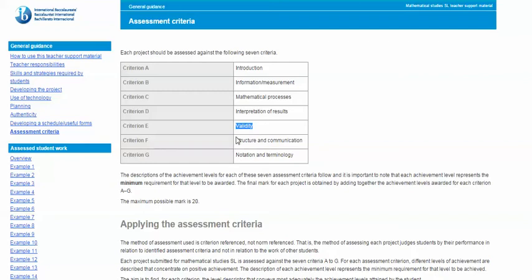And then criteria F is how you structure and communicate your project. So how well is it written, the structure of it, have you included the footnotes, bibliography, that sort of thing. And criteria G is the notation and terminology. Okay, they are all worth different amounts, but the grand total is out of 20. Okay, right, so let's begin.